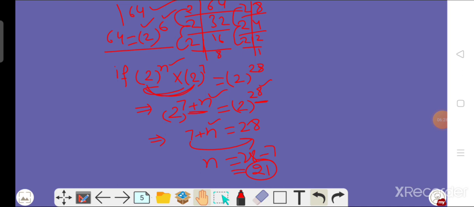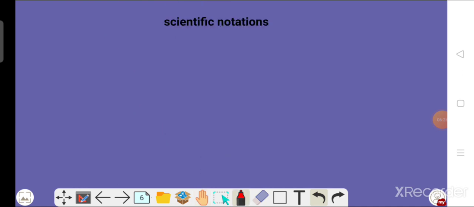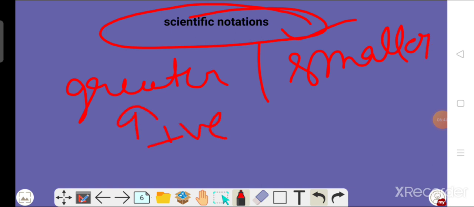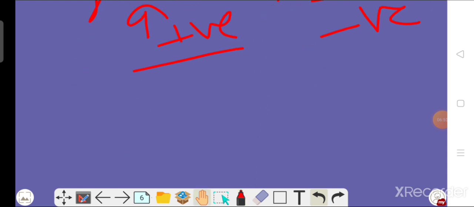Now we will move on to the next. In exercise 2.2, you have to represent a given number into scientific notation. Okay. To represent a given number into scientific notation, we have two kinds of numbers, greater numbers and smaller numbers. In case of greater numbers, we have positive exponent. In case of smaller numbers, we have negative exponent. Okay. Look at the example.